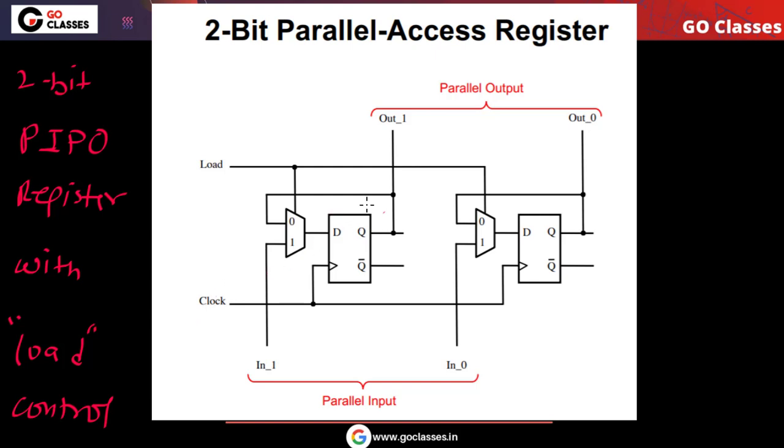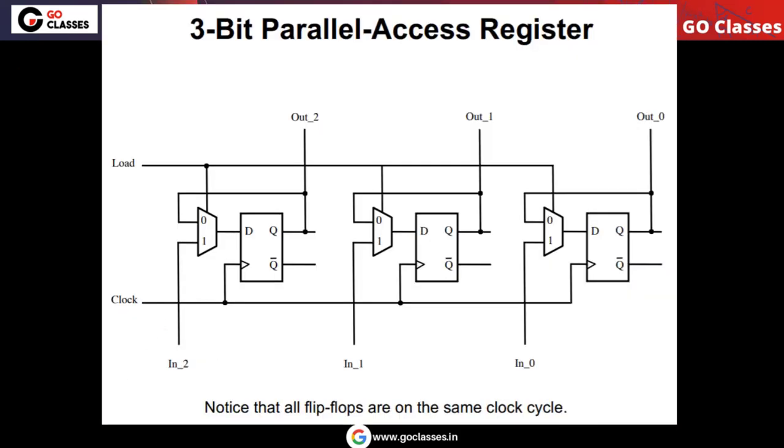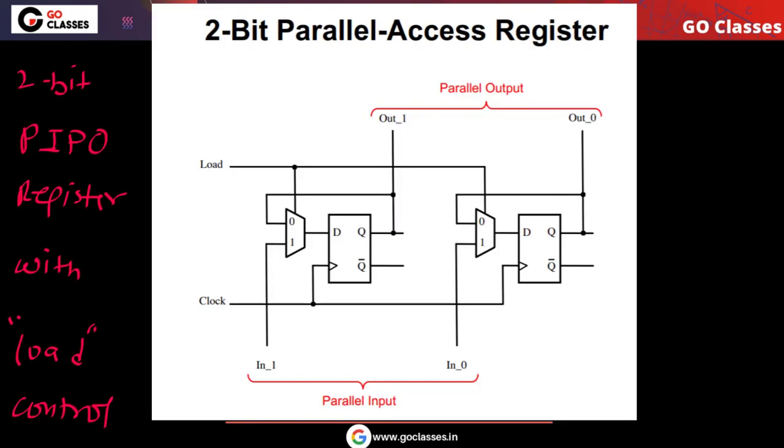You can notice here again the same thing. This is your 2 by 1 multiplexer, and we are putting this 2 by 1 multiplexer in each stage. Just notice what will happen when this load is 0: this line will be selected, so this will be selected and connected.